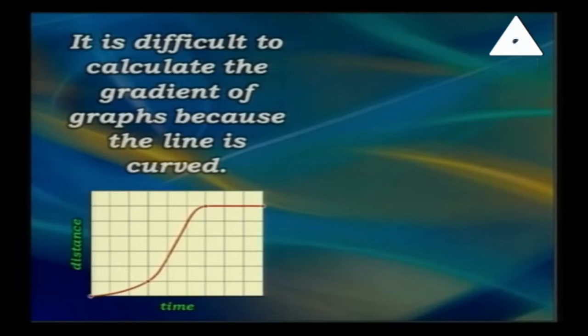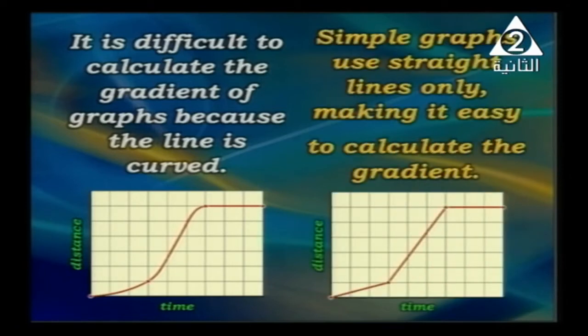So what's meant by this? We have this shape. It's difficult to calculate the gradient for this graph because its line is curved. So we have the distance and time. And after that we have another, simple graph with straight lines here. It makes it easy to calculate the gradient. So if I have two types like this, one of them curved and the other a straight line, it is very easy to calculate the gradient of the straight line. So I make the graph nearly a straight line here.